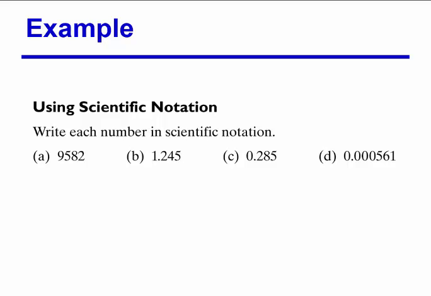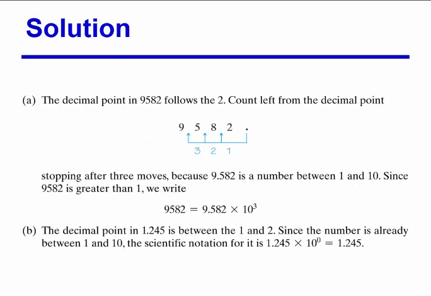We have a, b, c, and d. So the first one, the decimal point of 9,582 follows the 2. So we're going to count left, stopping after 3 moves because we end up with 9.582, which is a number between 1 and 10. Since 9,582 is greater than 1, we're going to write it as 9.582 times 10 to the third power. For b, the decimal point in 1.245 is between 1 and 2. Since the number is already between 1 and 10, the scientific notation for that will simply be 1.245 times 10 to the first power.